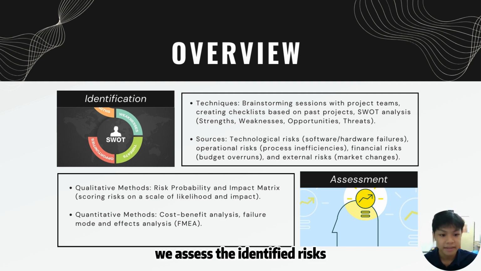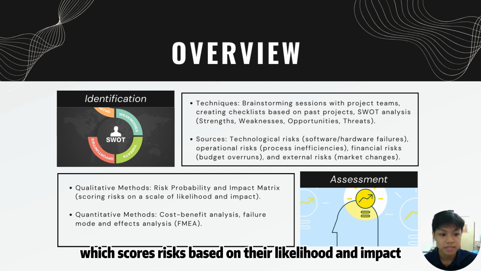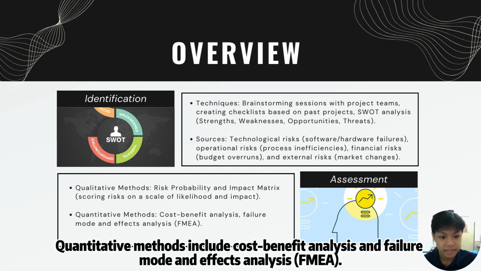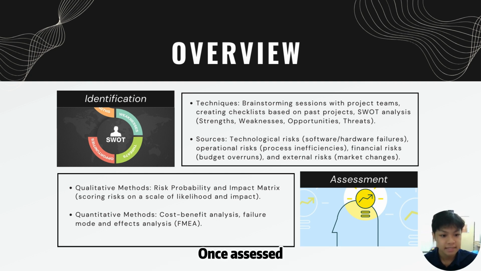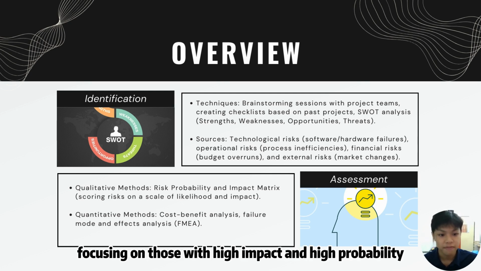Next, we assess the identified risks. We can use qualitative methods like the risk probability and impact matrix, which scores the risks based on their likelihood and impact. And the quantitative methods include cost-benefit analysis and failure mode and effects analysis, FMEA. Once assessed, we prioritize risks using tools like the risk matrix, focusing on those with high impact and high probability.